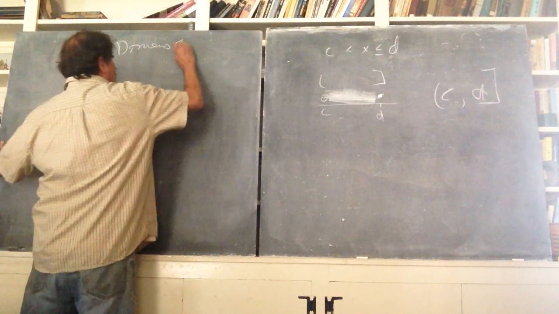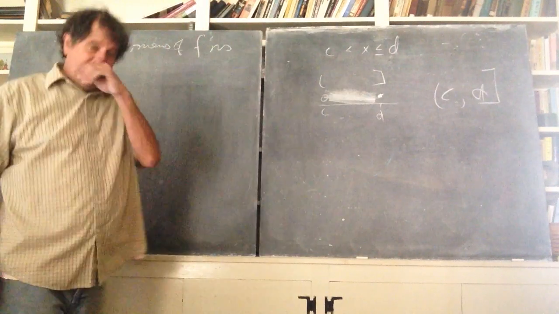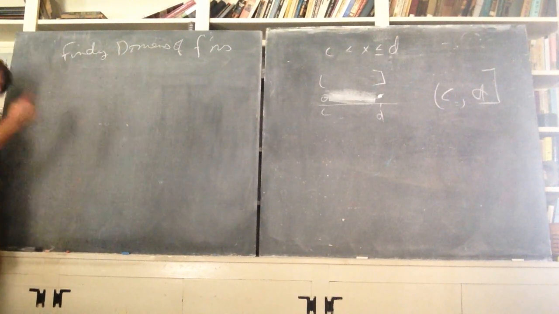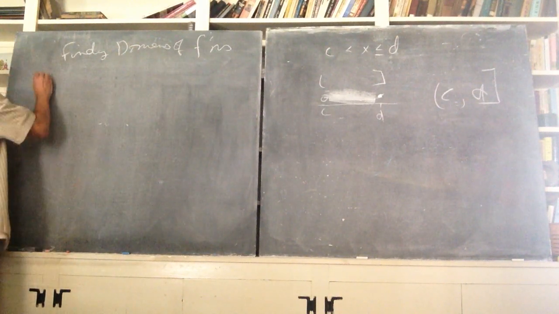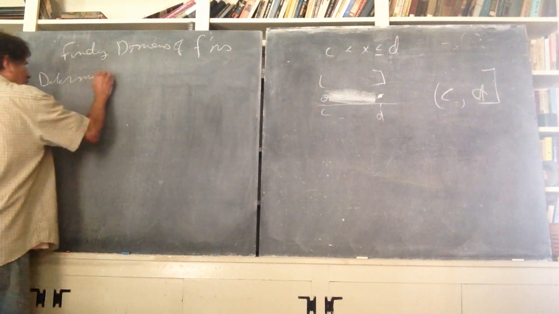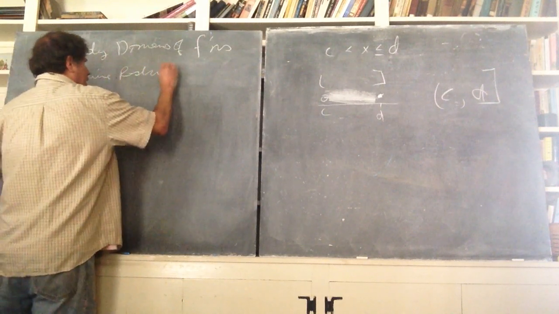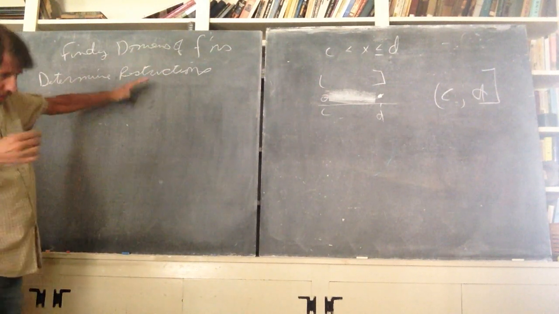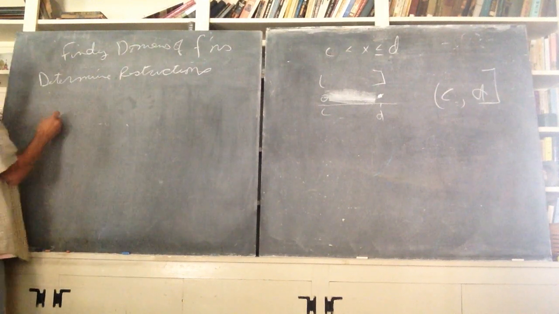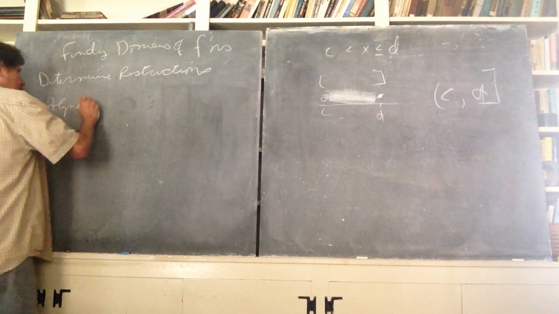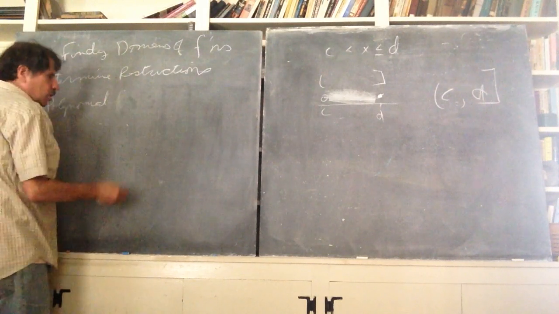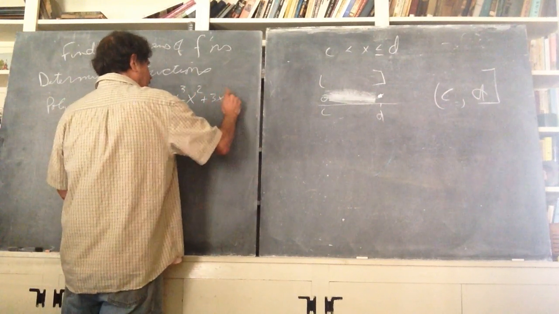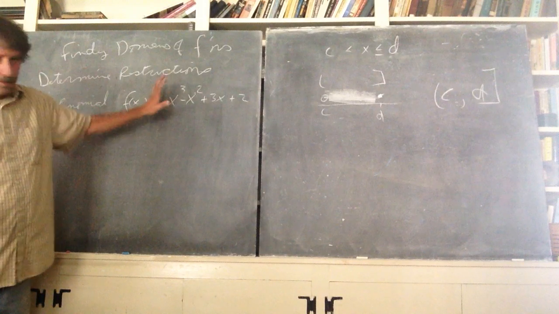Find domains of functions. All we want to do is determine restrictions, and those would not be in the domain. I'll get to that in just a second. But first, let's use a polynomial function. A polynomial will be something like x cubed minus x squared plus 3x plus 2, it doesn't matter. A polynomial function.